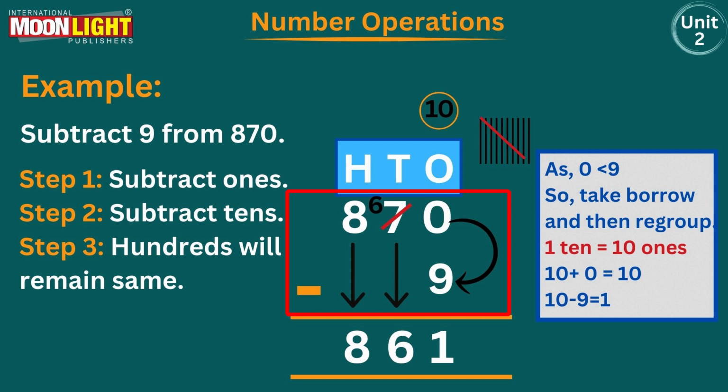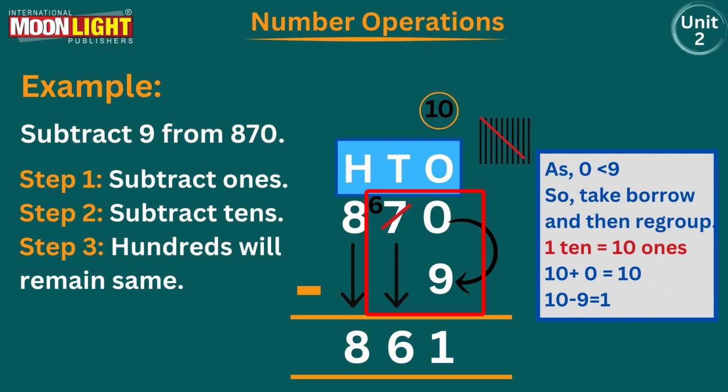So I will write 870 first, and then, according to the place value chart, I will write the number 9 at ones place. Then I am going to write the subtraction symbol right over here with the second number. Now I am going to subtract the number lying at ones place. The first number must be greater than the second number, and as you can check over here, 0 is less than the number 9.